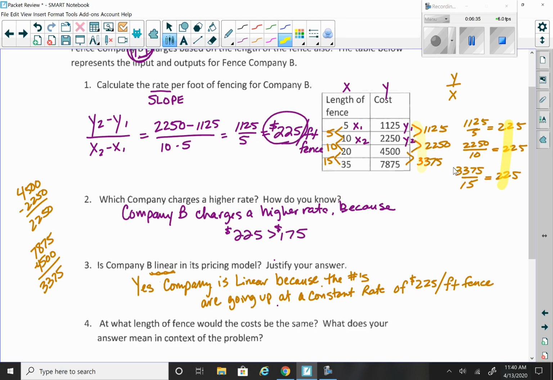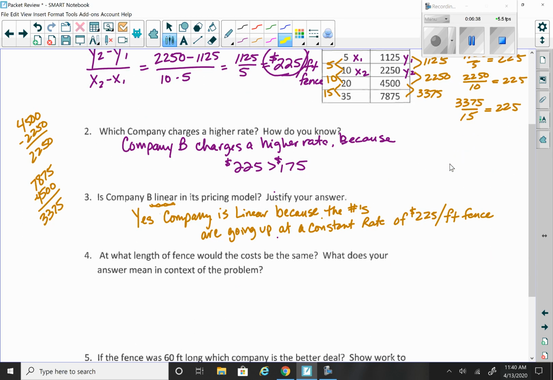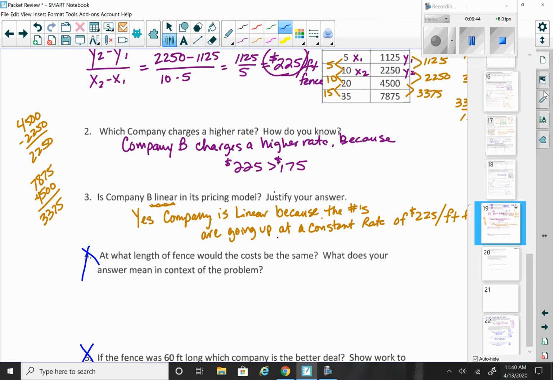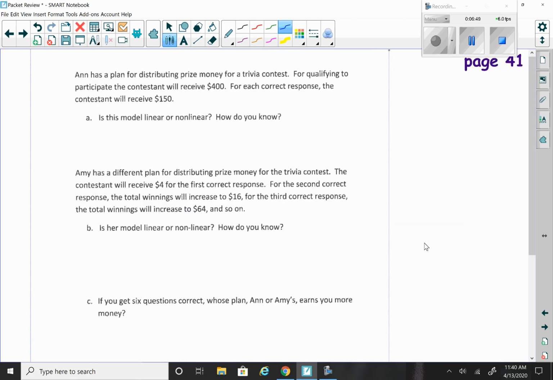I am here on page 40. I am going to skip number 4 and number 5. So we're skipping 4 and 5. And let's go ahead and turn over to page 41.